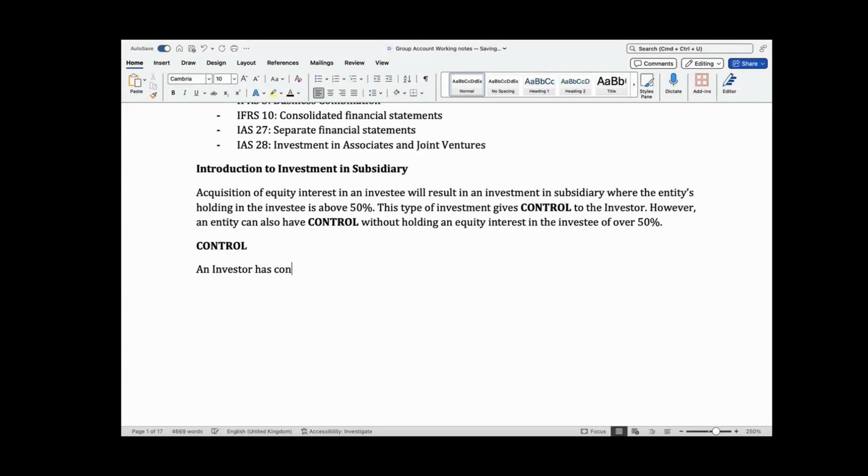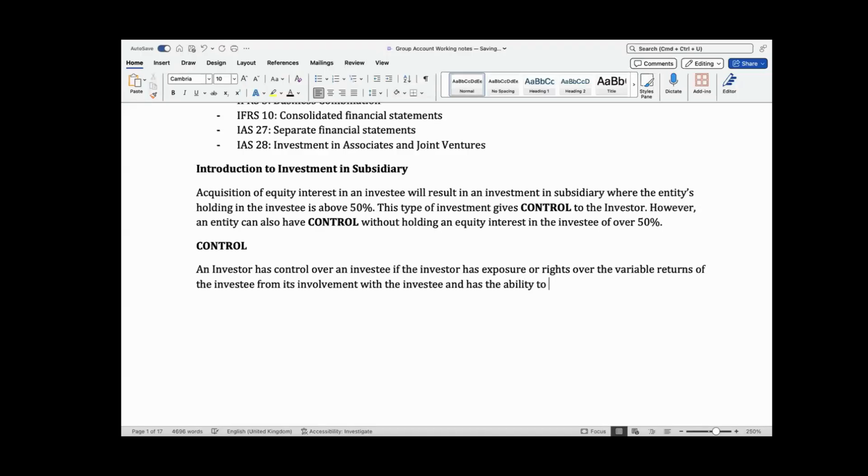an investor has control over an investee if the investor has exposure or rights over the variable returns of the investee from its involvement with the investee, and has the ability to affect those returns through its power over the investee.